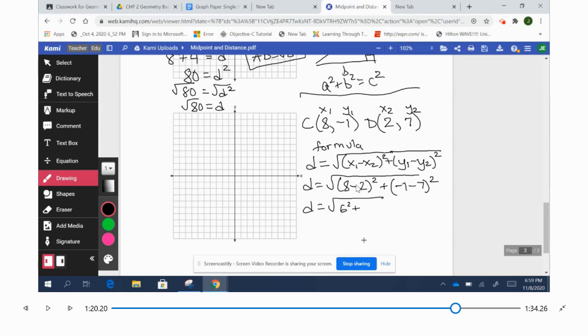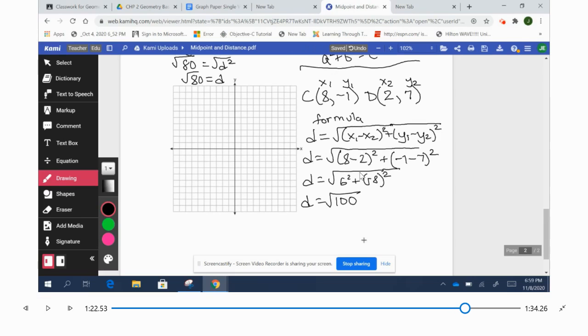Okay, so we've got 8 minus 2 is 6. 6 squared is going to be 36. Now this is where it gets a little tricky. We're going to have negative 8 in there, but when you square a negative, make sure it's in parentheses. Squaring a negative turns it into a positive. So it's 36 plus 64 is 100, and I will check that. Yes, it is 10.